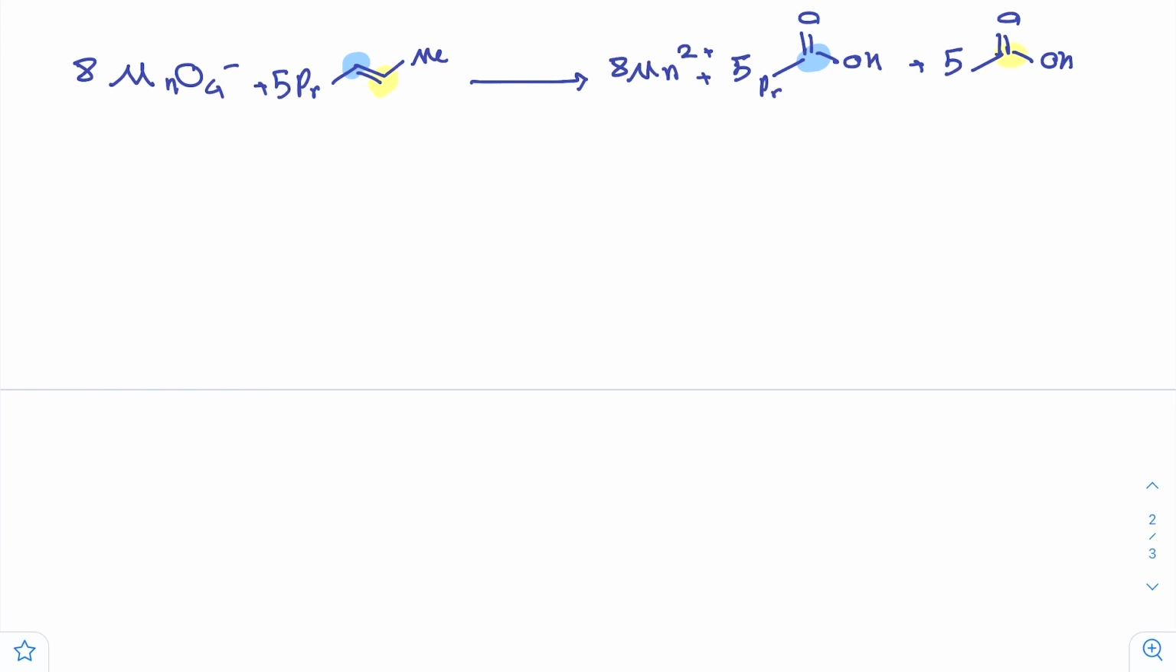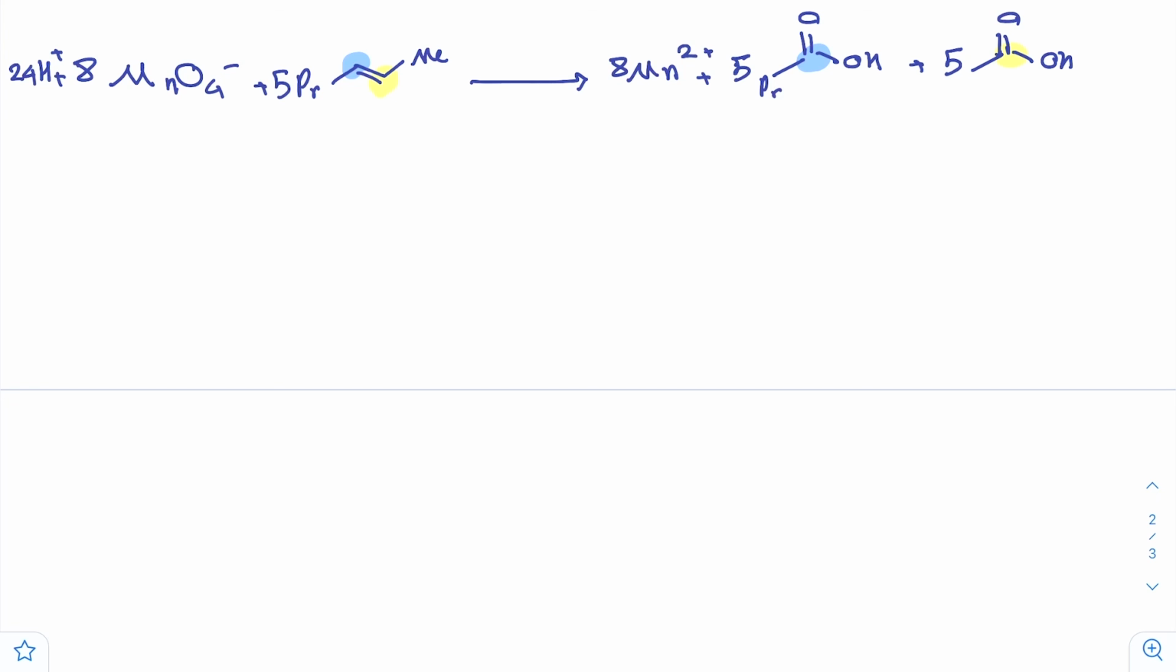Now we want to worry about the charge, and the charge I'm going to balance with H pluses. So on the left it appears that we have a charge of -8, and on the right we have a charge of +16. So if I add 24 H pluses to the left, that is going to take care of the charge, because 24 minus 8 is +16, and then we have a charge of +16 on the right. That adds up perfectly. Not a problem there.